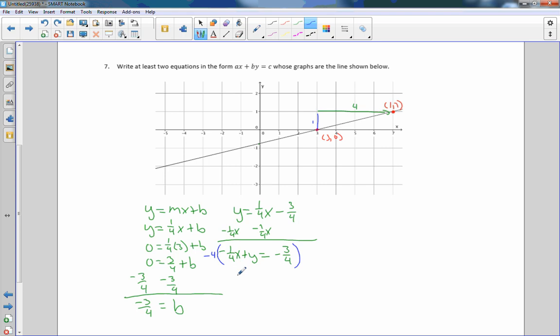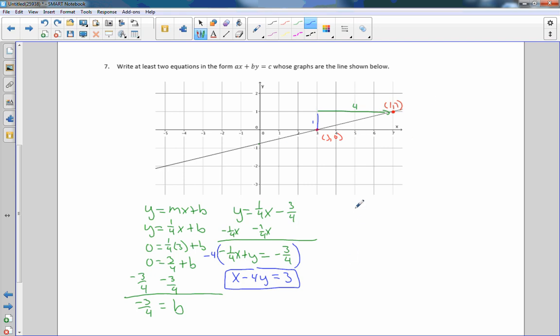Negative 4 times a negative 1/4 is positive 1x. Negative 4 times y is negative 4y. And negative 4 times a negative 3/4 is positive 3. So there's one equation in the form of ax plus by equals c, whose graph is the line shown.